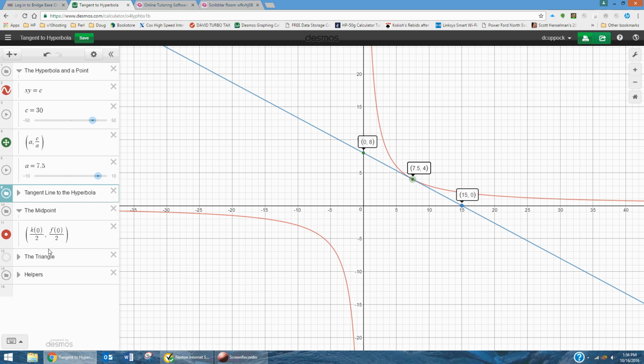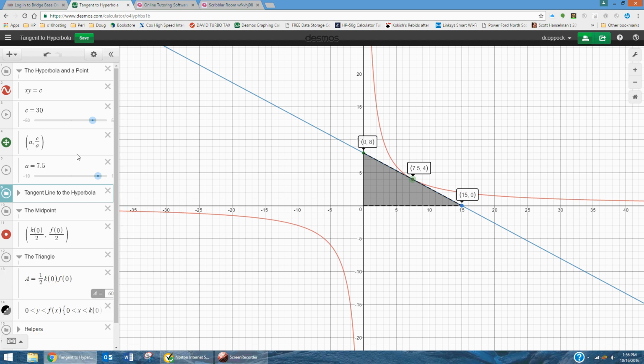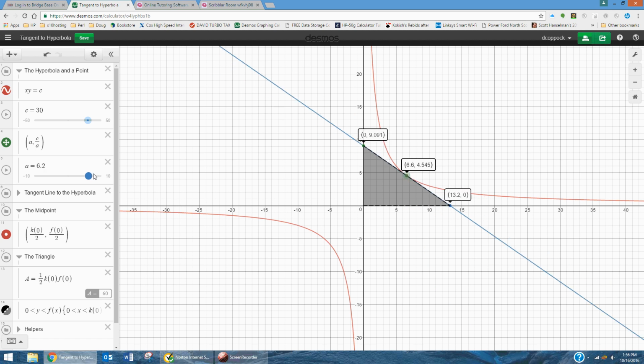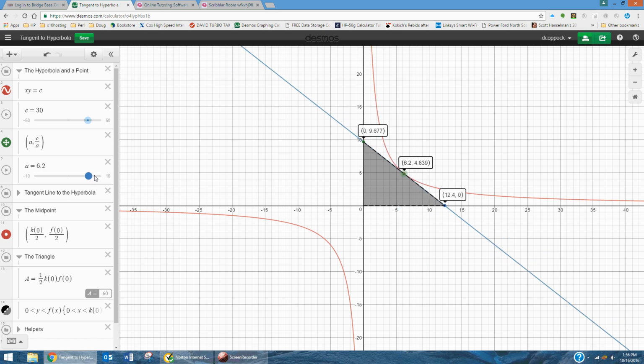And in part 2, we want to prove that this triangle always has the same area, no matter where the point of tangency is. Now notice that the area has a value of 60 here. That's the area of the gray triangle. If I slide a around, that area stays constant, 60. And you might notice a relationship between the value of c and the area. c is 30, the area is 60.